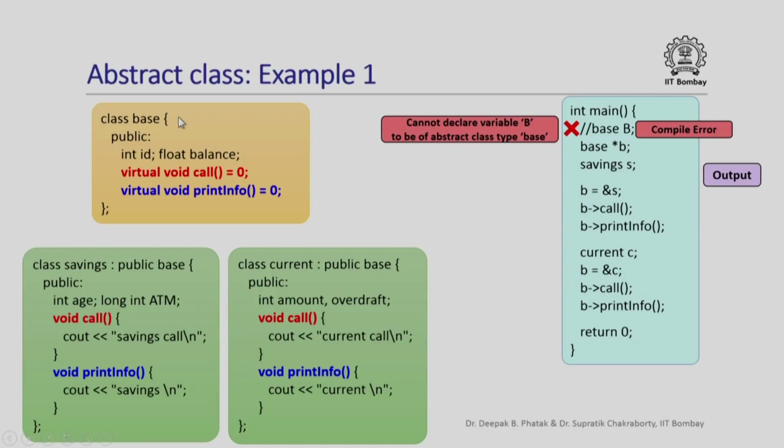So you cannot really instantiate an object of the base class. You can only instantiate objects of derived classes, like I can instantiate an object of class savings, or I can instantiate an object of class current.